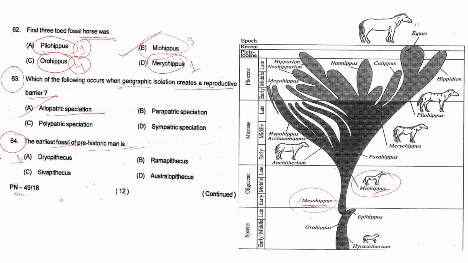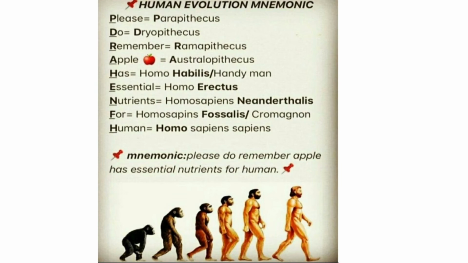If you are facing any difficulty to remember this, I am giving you a mnemonic. Here you can see, I used to remember this with the help of this mnemonic: "Please do remember, apple has essential nutrient for humans." P for Parapithecus, D for Dryopithecus, R for Ramapithecus, A for Australopithecus, H for Homo habilis, E for Erectus, N for Neanderthalis, F for Fossilis, and H for Homo sapiens. Remember this mnemonic, and most of the evolutionary questions you will be easily able to answer.